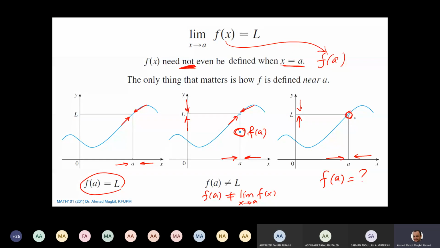Look, the open circle here means that it is not defined at a. We were able to define it here, but here we don't know exactly what it is. So it is undefined. We don't know what it is.